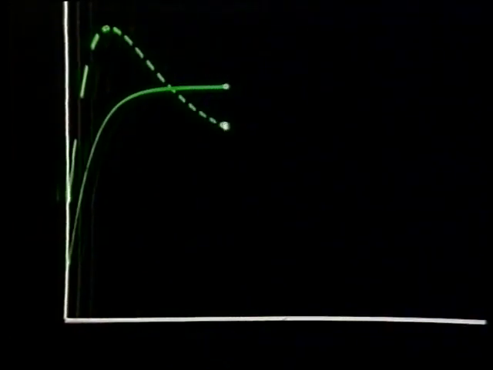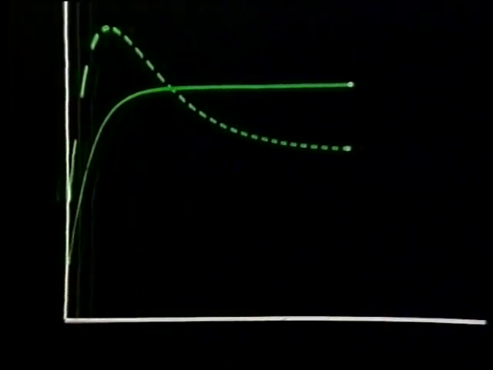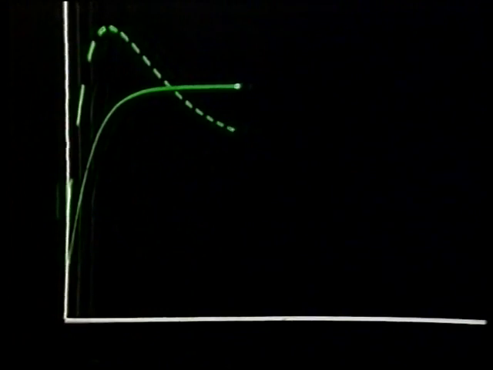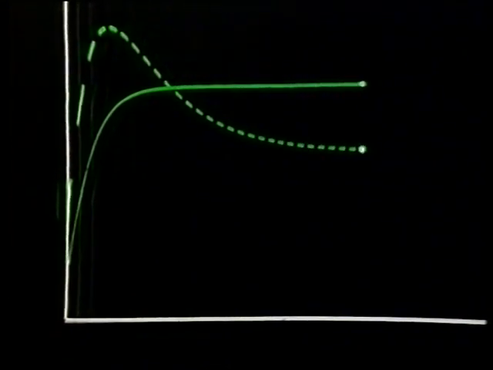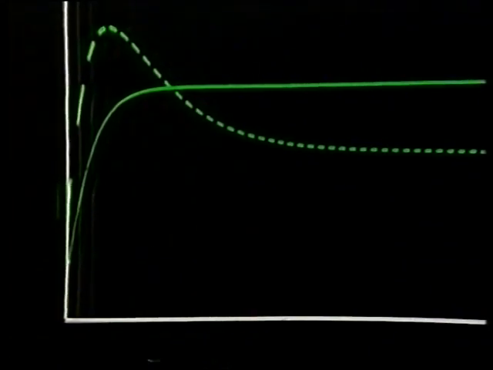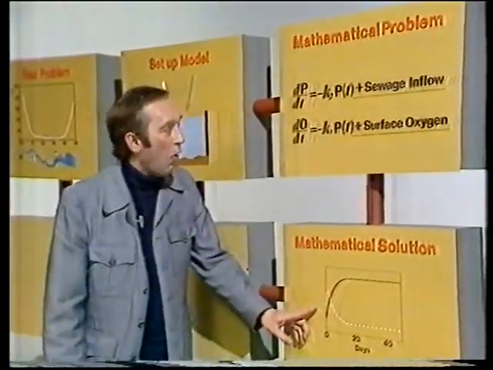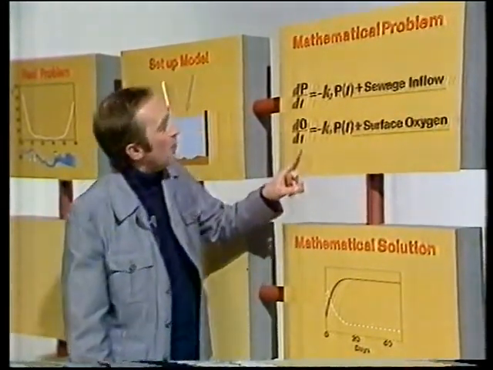Again, we start with a certain amount of pollutant and a certain initial concentration of oxygen. After time, they both tend to steady states. In fact, in reality, it takes about a couple of weeks. As before, the continuous curve represents the amount of pollutant and the dotted curve the concentration of oxygen. And you notice that the amount of pollutant levels off at some steady state, which is certainly not zero. So this now is the form of the mathematical solution of our more complicated problem here.